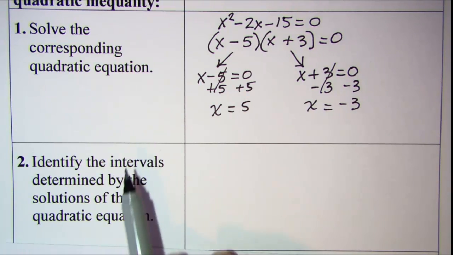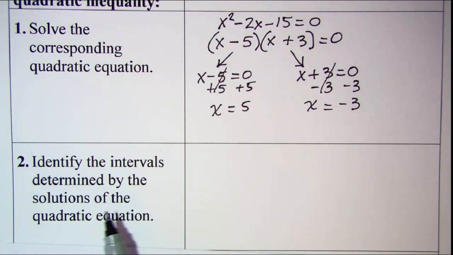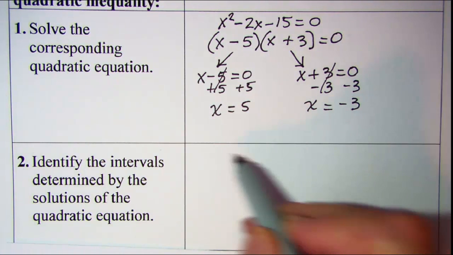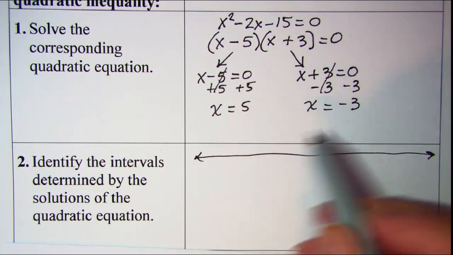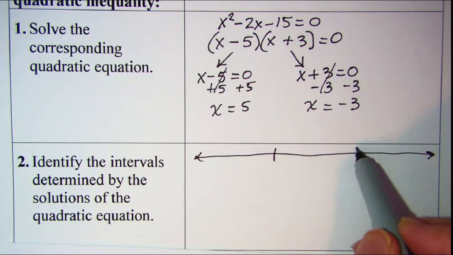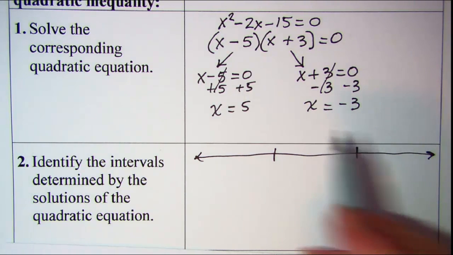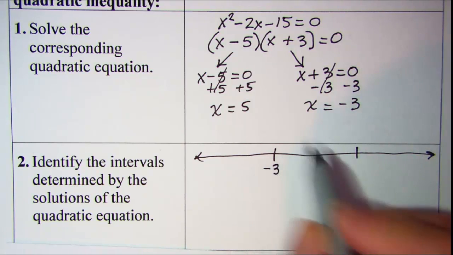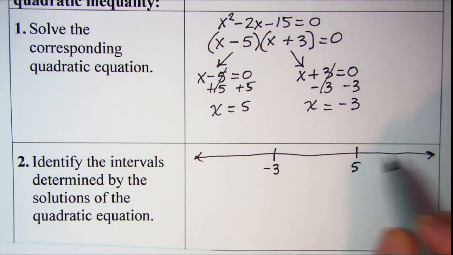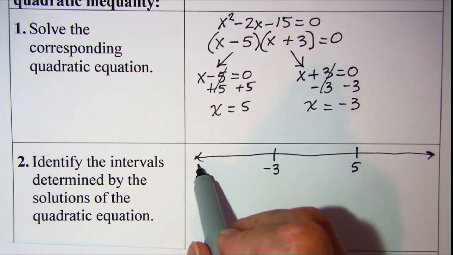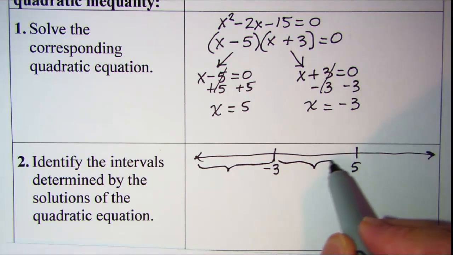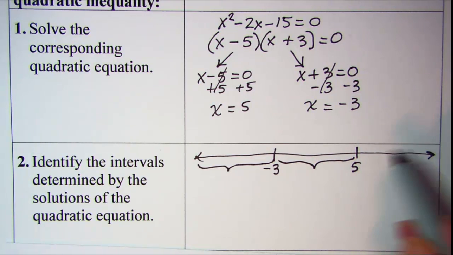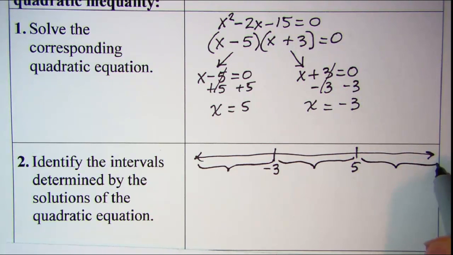Now we want to identify the intervals determined by the solutions of the quadratic equation. So I'm going to draw a number line, and I have two solutions. Negative 3 needs to get graphed here, and then 5 will get graphed here. So my intervals that I'll be working with are all the numbers less than negative 3, all the numbers between negative 3 and 5, and all the numbers greater than 5.